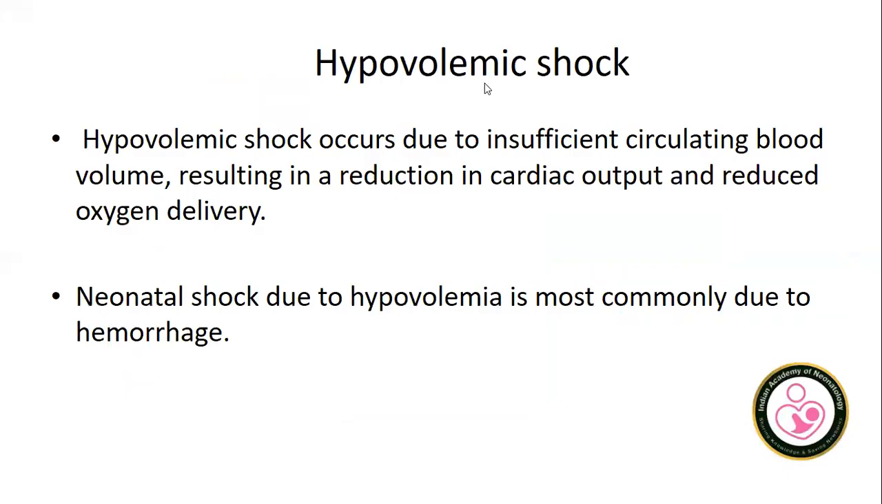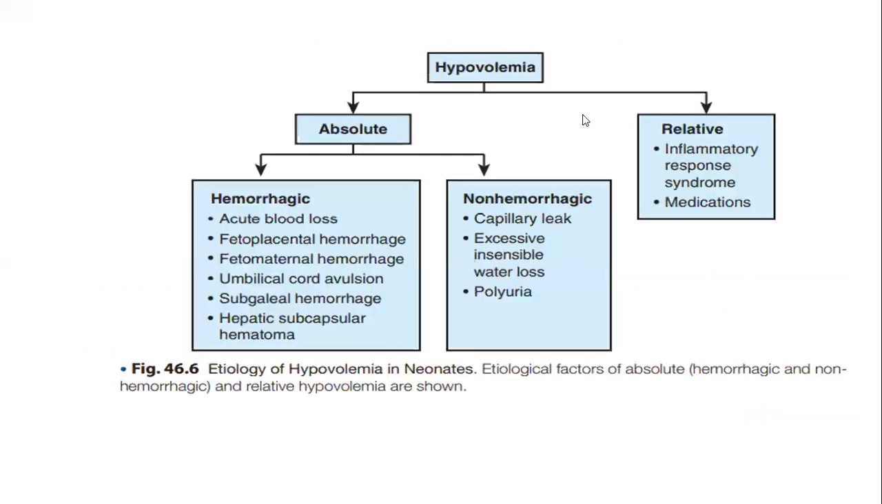So hypovolemic shock, as we know, is a very common and important cause of neonatal shock. It is due to insufficient circulating blood volume and further reduction of cardiac output. Neonatal shock due to hypovolemia is most commonly due to hemorrhage. Hypovolemia can be absolute or relative. Absolute, hemorrhagic, means blood loss: fetoplacental hemorrhage, fetomaternal hemorrhage, umbilical cord avulsion during the perinatal event, subgaleal hemorrhage, hepatic subcapsular hematoma, and cerebral injury. Non-hemorrhagic causes are capillary leak, excessive intestinal water loss, and polyuria.